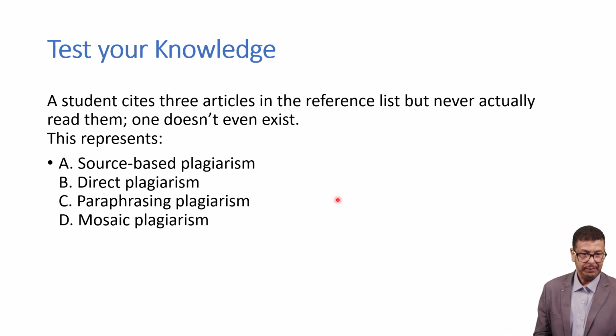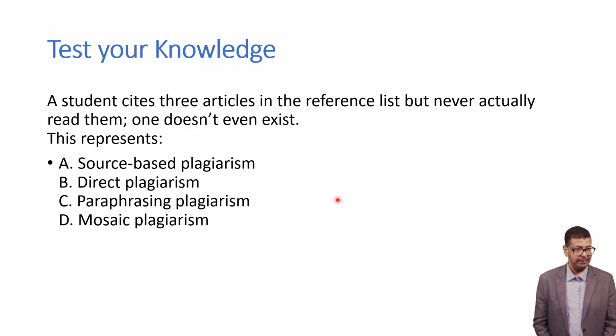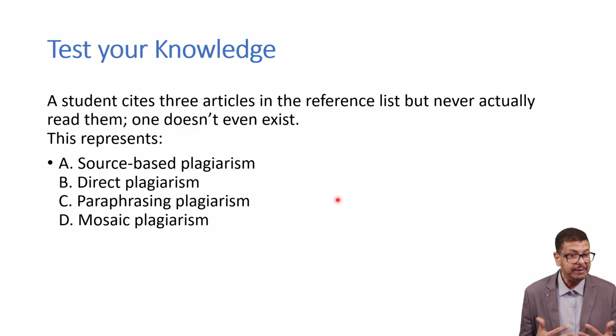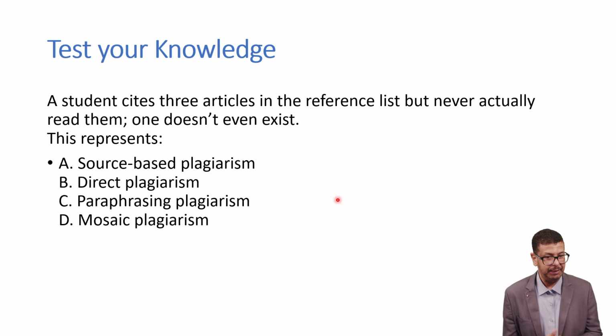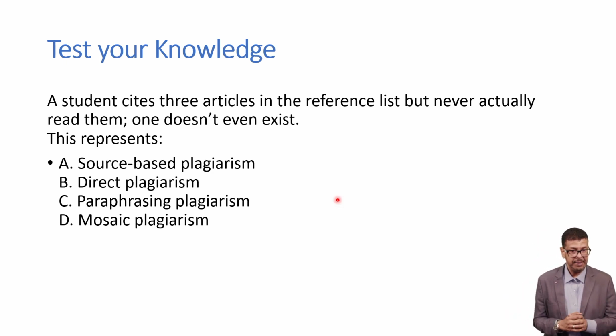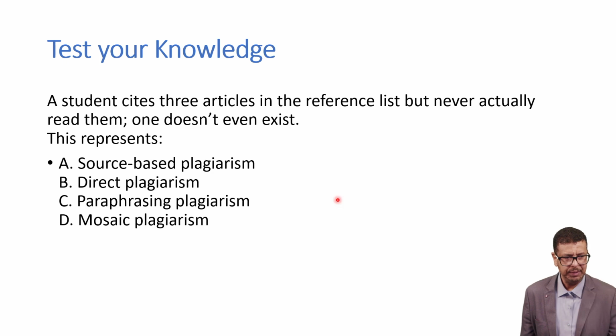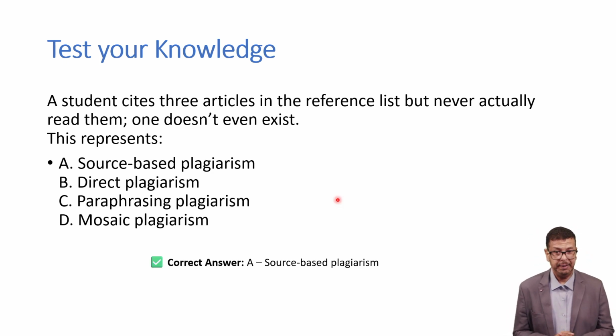Another example. A student cites three articles in the reference list but never actually read them. One doesn't even exist, maybe generated by AI or another source. Which type of plagiarism? Is it source-based plagiarism, direct plagiarism, paraphrasing plagiarism, or mosaic plagiarism? What do you think? It is source-based plagiarism.